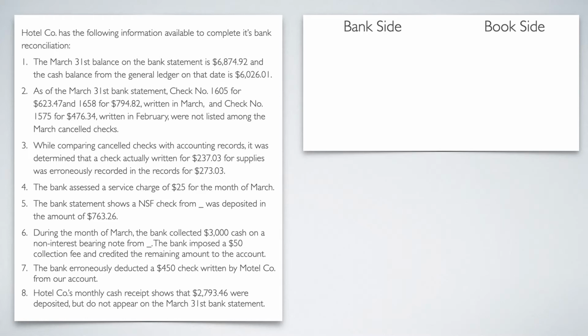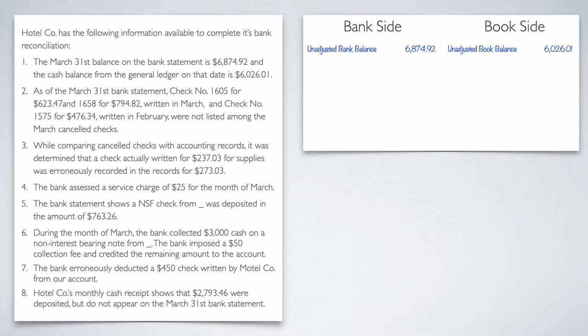So I'm going to put that on the bank side. So unadjusted bank balance of $6,874.92. And then continuing on with part one, it says, and the cash balance on the general ledger on that date is $6,026.01. That is from our books, so that would be our unadjusted book balance. I'm going to put that under the book side. So it is important, that's where we start. Every time we do a bank reconciliation, we need to start with the unadjusted balances for the appropriate side. So we're done with one.